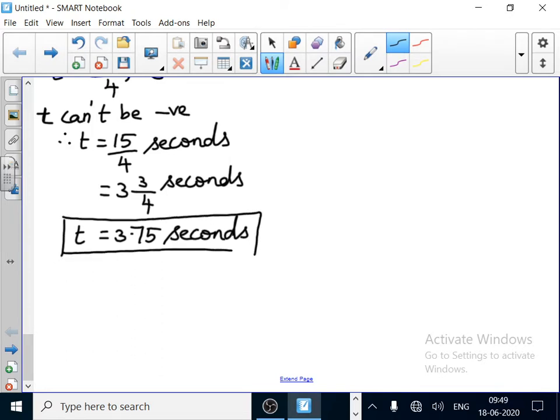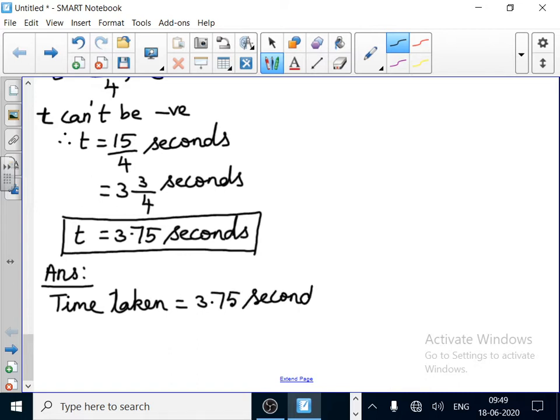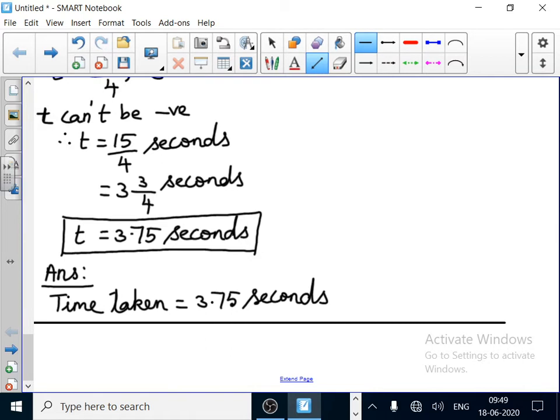So the answer: time taken equal to 3.75 seconds. It is the same as exercise 3.10. Here equate the equation and the time taken, then you will get the answer. So the exercise is over.